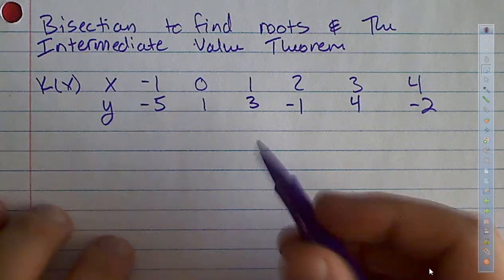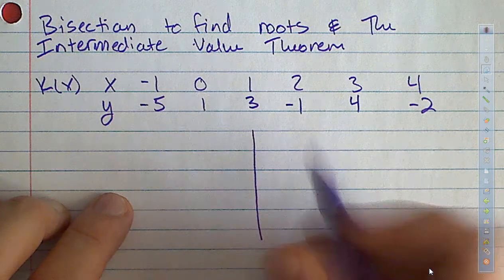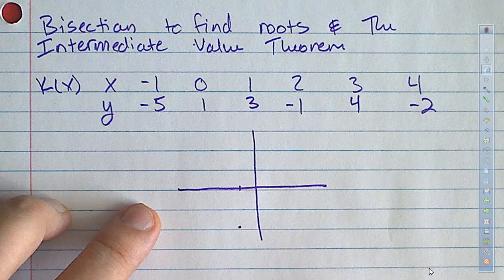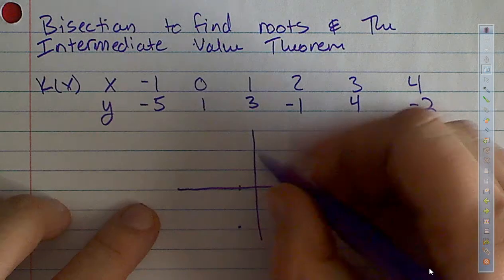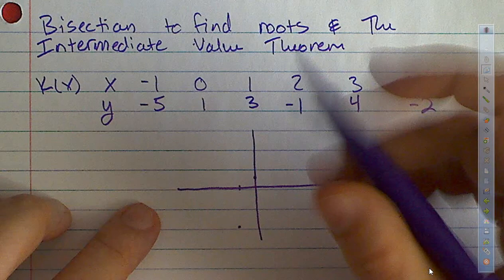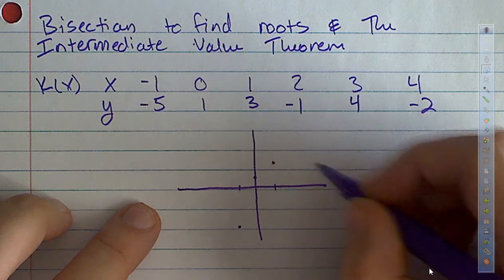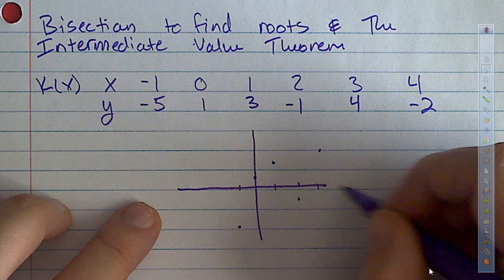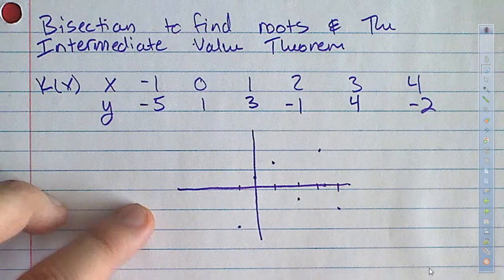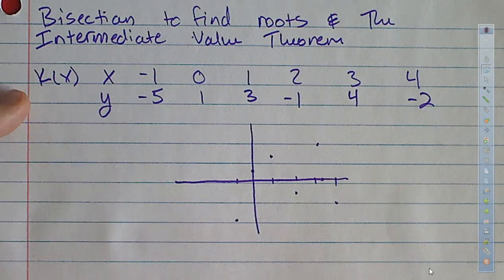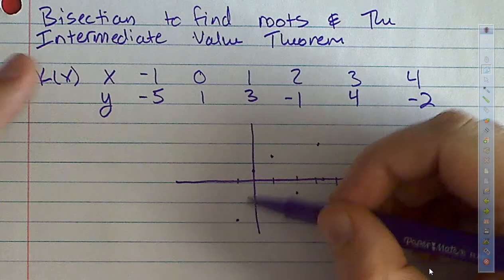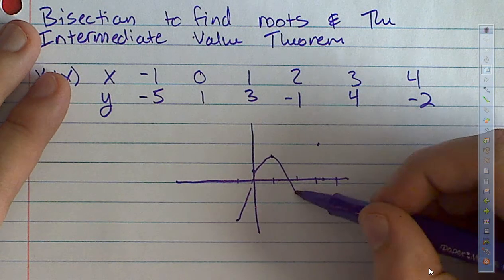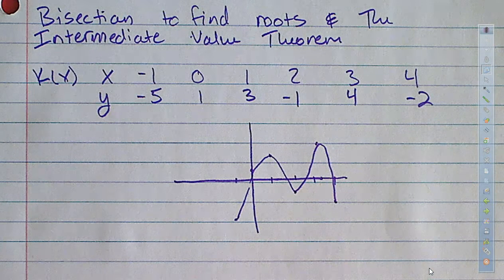So if we were looking at this as a function, at negative 1, the value is negative 5, so it's somewhere down here. I'm just going to kind of eyeball these values. At 0, it's 1. At 1, it's 3. At 2, it's negative 1. At 3, it's 4. And at 4, it's negative 2. I don't really have a very good scale on my graph. But if this is a continuous function, I could connect them just by going point to point to point like that. So that could be what the function looks like.